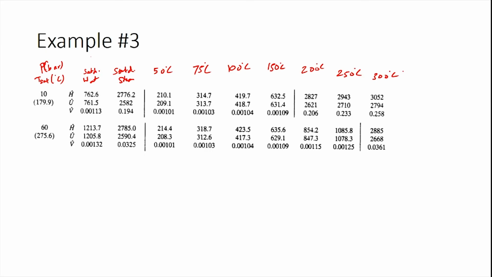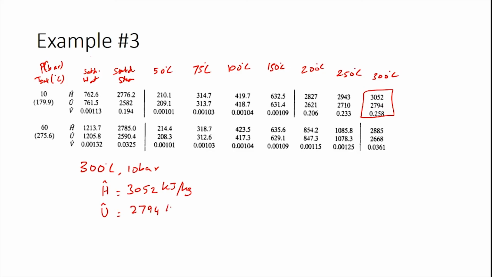Now, let us look at the values we have, and we have a condition, the final condition is 300 degrees Celsius and 10 bar. So, 10 bar is the value given here and 300 degrees Celsius would be this particular column. So, we have H cap given as 3052 kilojoules per kilogram and U cap is given as 2794 kilojoules per kilogram and V cap is given as 0.258 meter cube per kilogram.